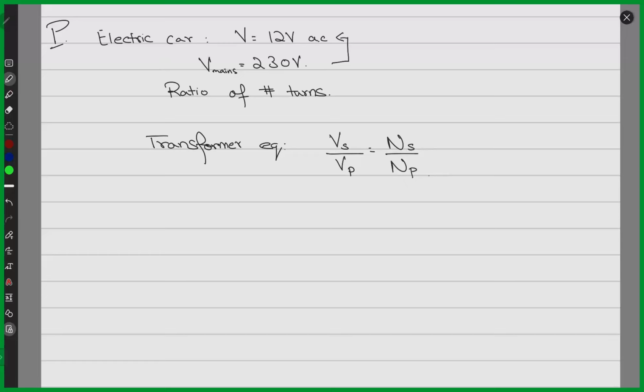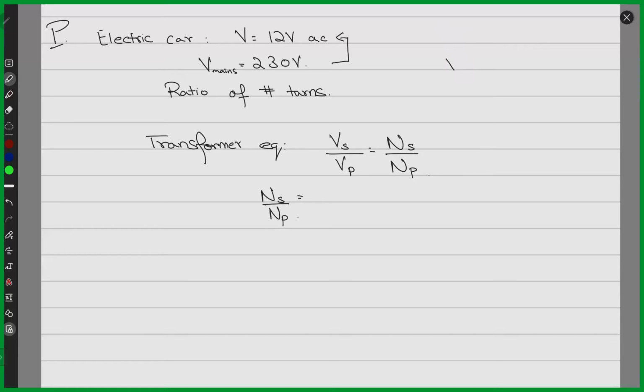Right? Now, although I cannot compute the number of turns, I can definitely compute the ratio. The ratio that I require is NS over NP, and this ratio will be equal to Vs over Vp. Now, the thing that you have to figure out here is which voltage is Vs and which voltage is Vp. Can you tell me? Vp is 230 volts and Vs is 12.